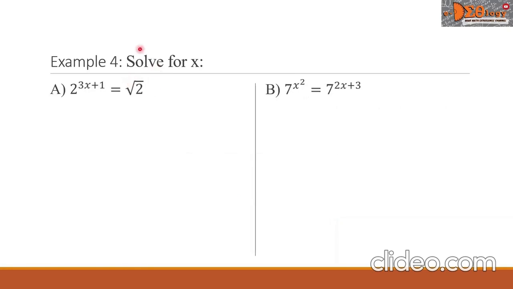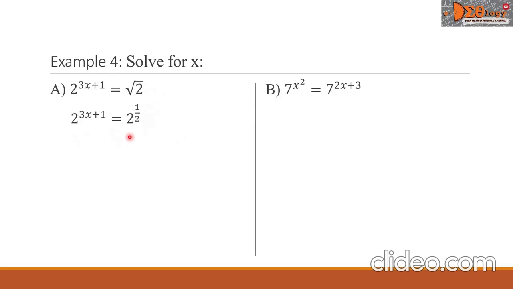Example 4. Solve for x. We have two problems. Let's begin with A. That is 2 raised to the power 3x plus 1 equals the square root of 2. On the right side, we write again this radical into fractional exponent. So the square root of 2 becomes 2 raised to the power 1/2.